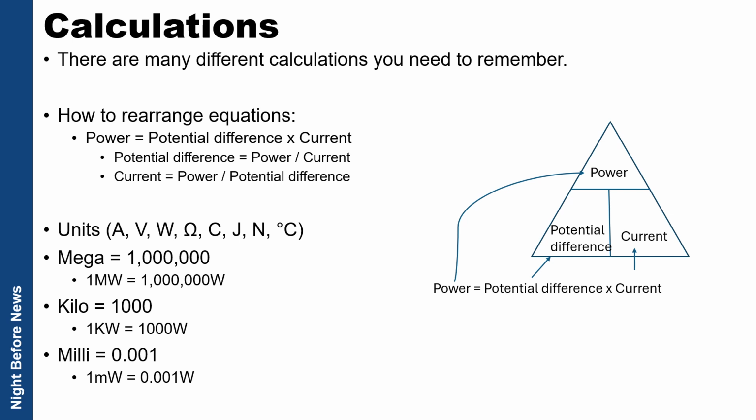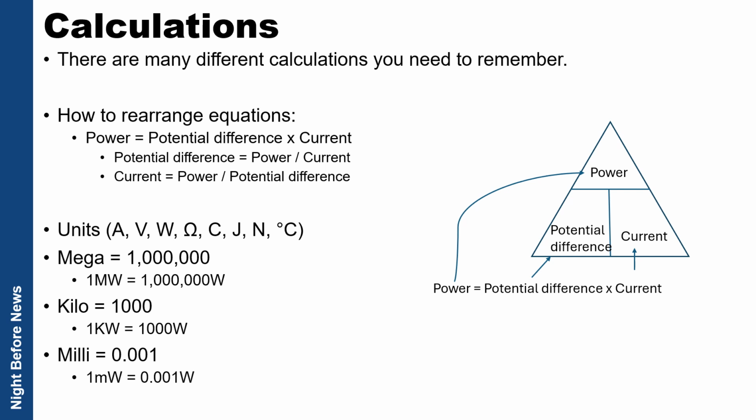So for example, if we needed to work out potential difference, we'd cover that and we're left with power over current. So potential difference is power divided by current. And if we were asked to make current the subject of the equation, we would cover current and we're left with power over potential difference. So current becomes power divided by potential difference.